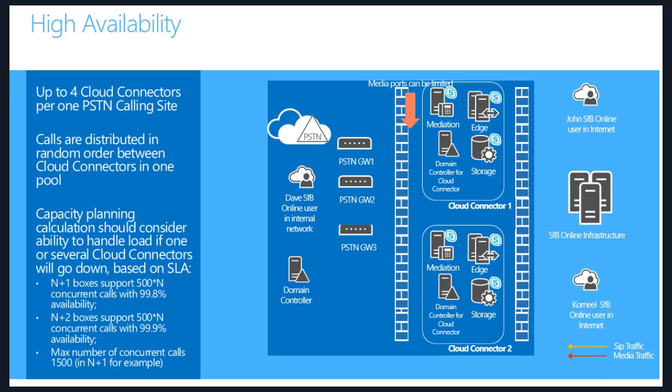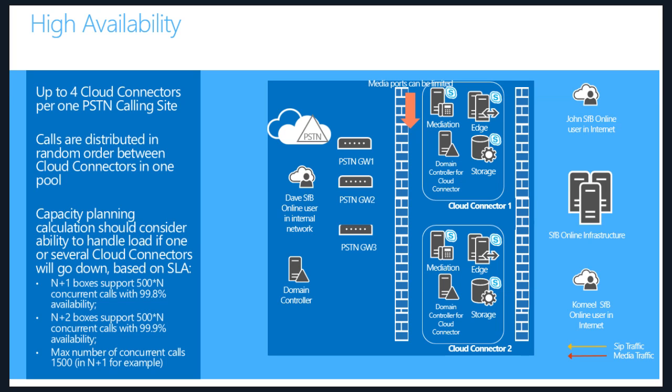So we go in, we register the appliance. That is going to create the PSTN site, and then I can have up to 4 Cloud Connector appliances deployed in that particular PSTN site. The calls will be distributed in a random order between the cloud connectors that are inside of that same site. So if I had 3 Cloud Connector appliances, for example, in a single PSTN site, the calls would be distributed randomly between those 3 cloud connectors.